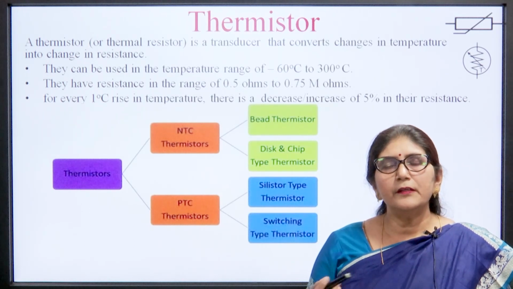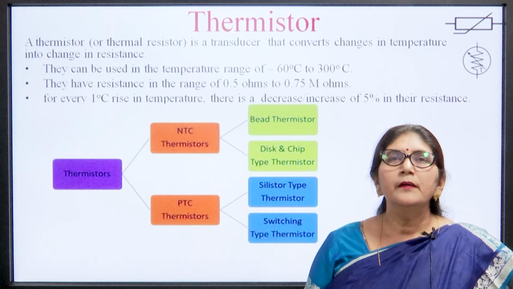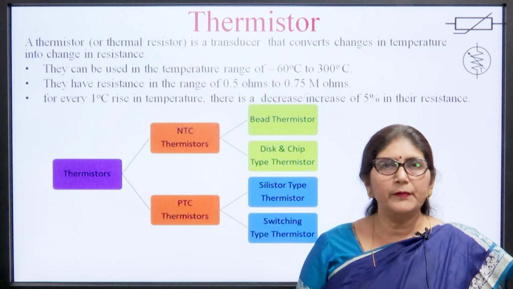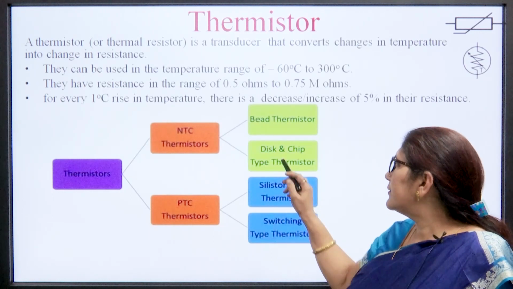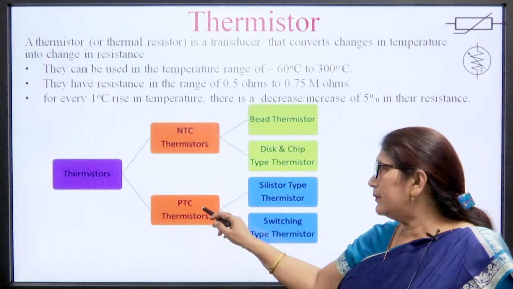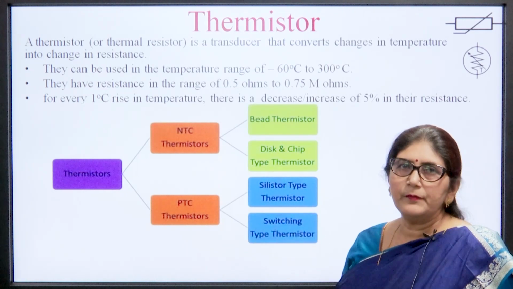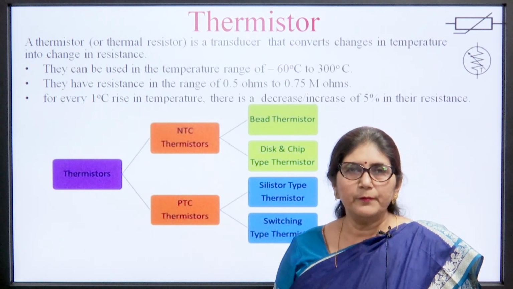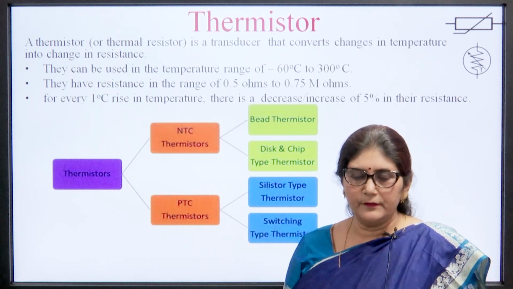So, PTC is generally made up of polycrystalline or metal material, and NTC is made up of semiconductor materials. NTC is of two types, bead thermistor type and disc and chip type, and PTC is of cylindrical type thermistor and switch type thermistor. So, there are two types of thermistors we are using in daily life, one is NTC and the other is PTC.